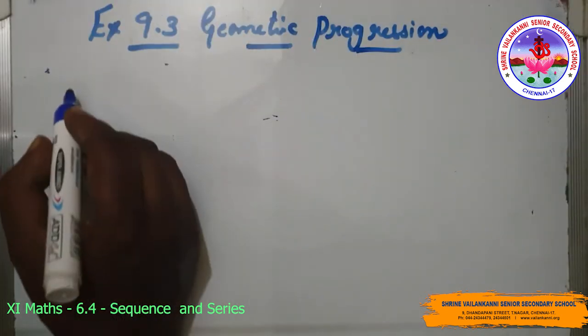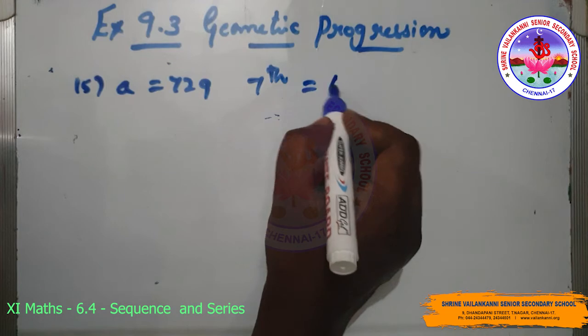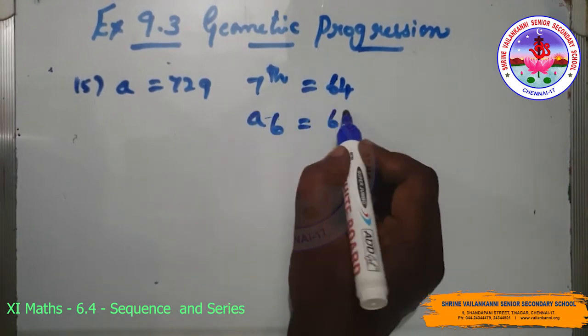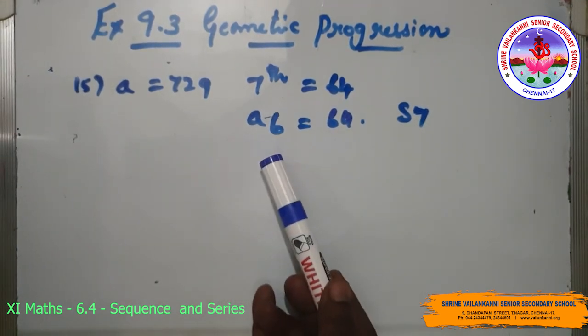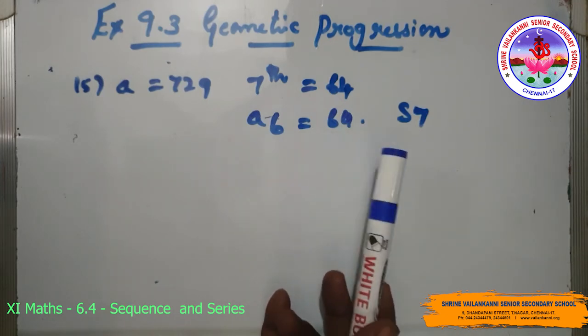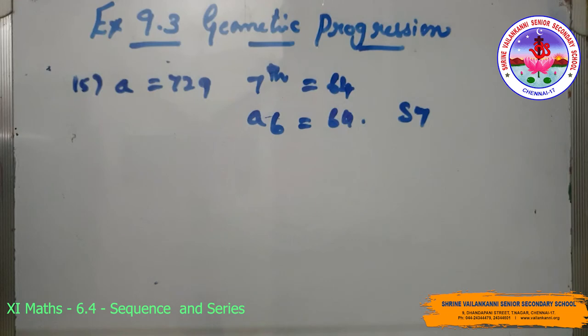So 15th question: A is 729, 7th term is 64, that is A6 equal to 64, determine S7. So A6 is 64, you can use the formula A r power n minus 1, so A r power 5 which is 64, then find the value of r. A is given as 729, then you have to substitute in the sum of n terms, Sn equal to A into 1 minus r power n by 1 minus r. So you can do this question yourselves.